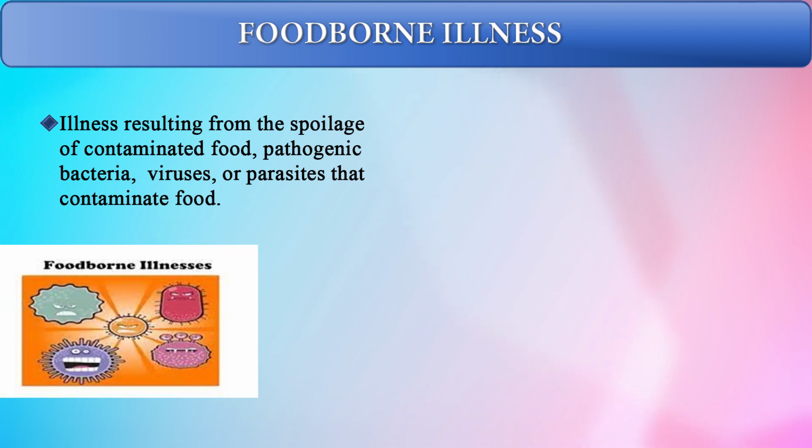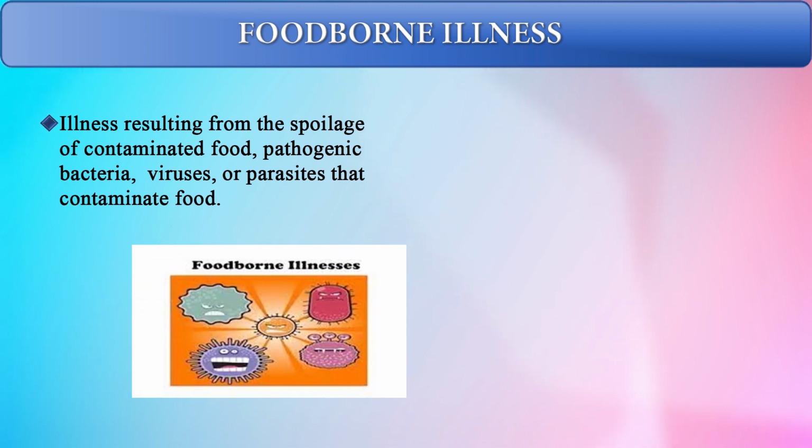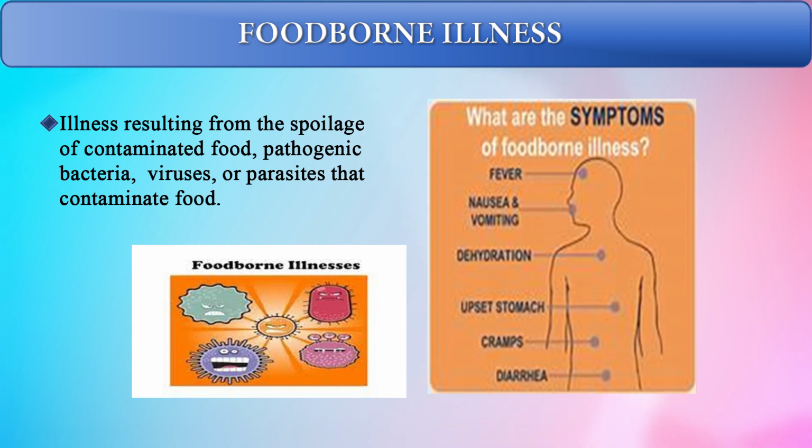Now, how do they affect the human body? The illness results from these toxins, from the spoilage of contaminated food, or from pathogenic bacteria, viruses or parasites that contaminate the food. So these are foodborne illnesses that come from different bacteria, fungi, viruses and parasites. Now, what can be the symptoms of these foodborne illnesses? The symptoms could be fever, vomiting, nausea, dehydration, upset stomach, cramps and diarrhea. These are a few symptoms of foodborne illnesses.